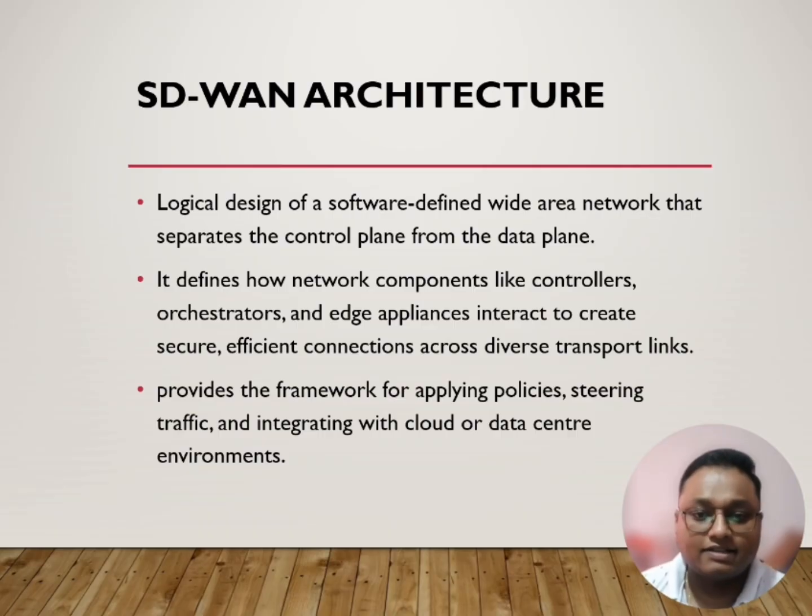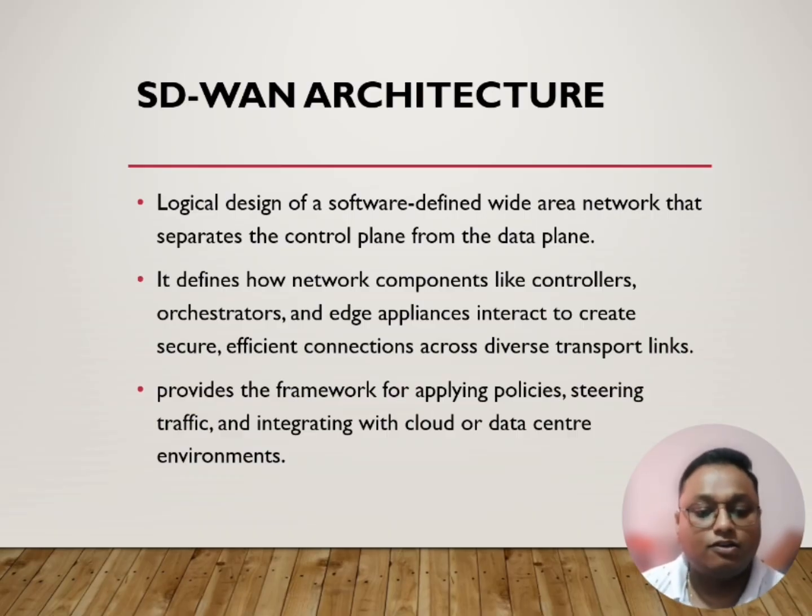This architecture follows a three-plane model. One is the management plane, which does the configuration, orchestration, and monitoring, and which we also call the orchestrator. Then the control plane, which works on policy distribution and routing intelligence, also called the controller. And the data plane, which actually does the packet forwarding and the encryption task as well, and which sits on the edge devices. That is what we have mentioned here.